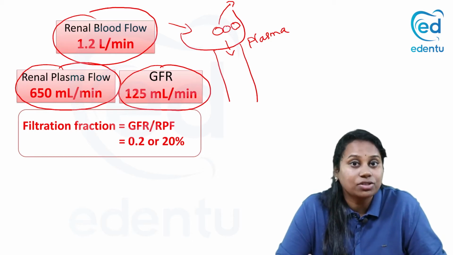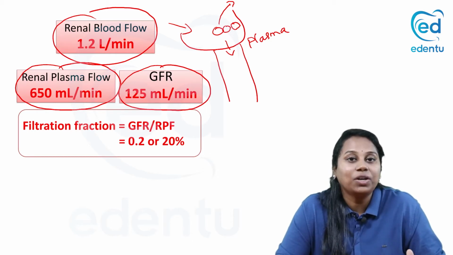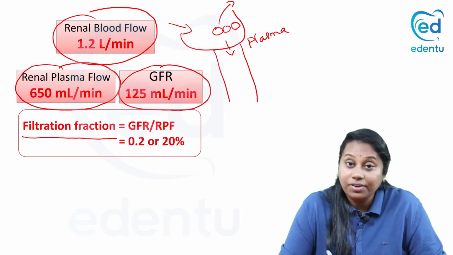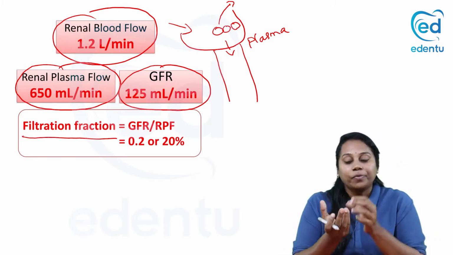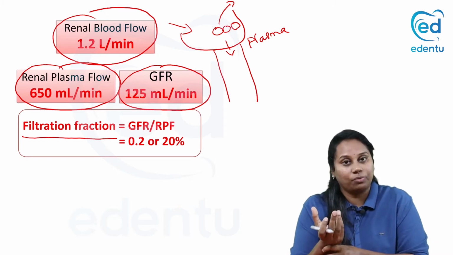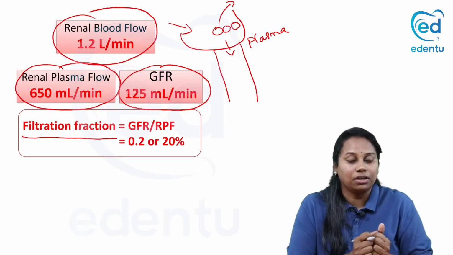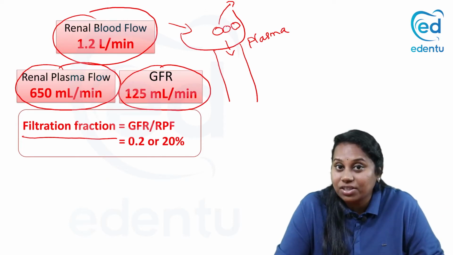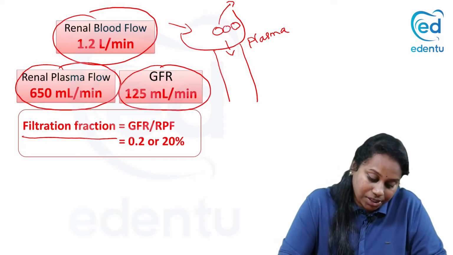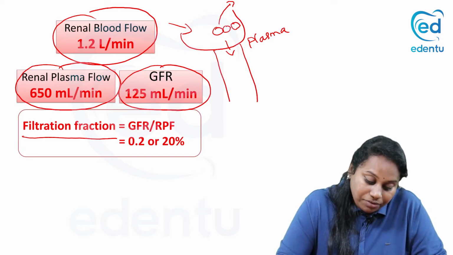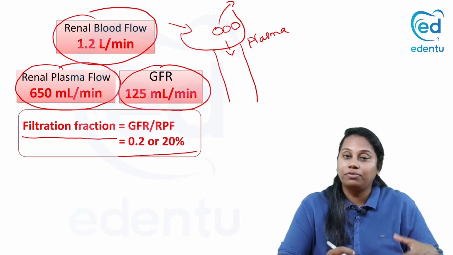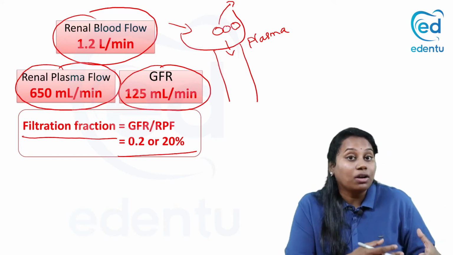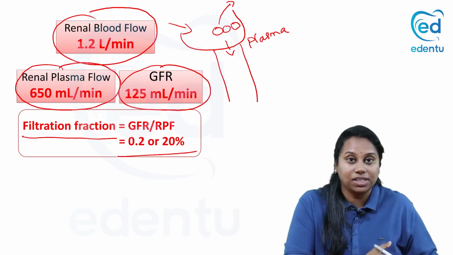So the rate at which the glomerulus filters is 125 ml per minute. And can I take a fraction of this? So look at me. Out of the 650 ml flowing into the glomerulus, only 125 is filtered. So 125 by 650 is a fraction. What is that fraction called? Filtration fraction, or otherwise GFR by renal plasma flow. So it means that out of the 650, 125 is filtered. Or what fraction is 125 out of 650?